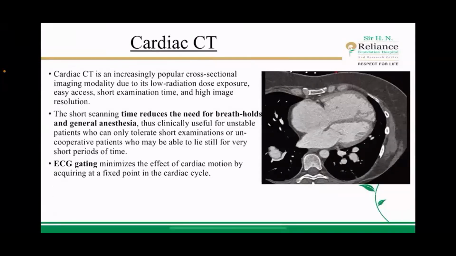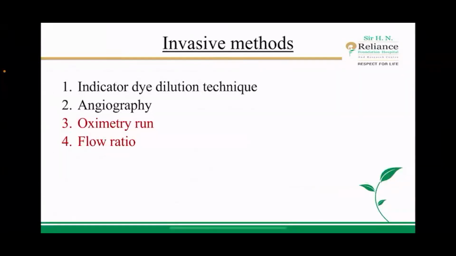Cardiac CT, the advantage being the short scanning time. It reduces the need for breath holding. It avoids general anesthesia, especially for unstable patients who cannot tolerate a long examination period. For them, it is preferred. And ECG gating is used to minimize the effect of cardiac motion by acquiring at a fixed point in the cardiac cycle. So these were all the non-invasive methods for assessing the intracardiac shunts.